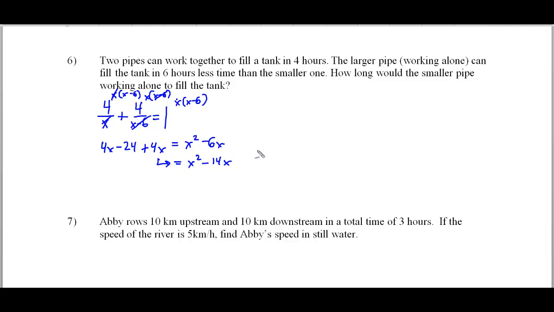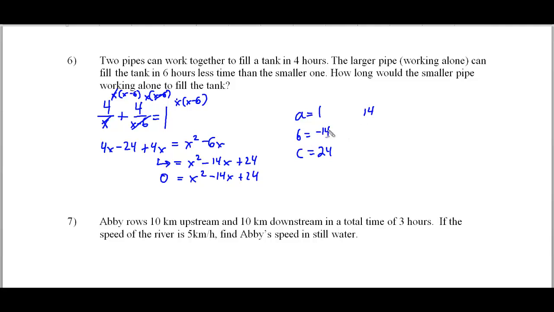Moving the 24 over, that becomes positive 24. And now this whole equation is equal to 0. What's great about that is I get to set up my quadratic formula. So my a is equal to 1, my b is equal to negative 14, and my c is equal to positive 24.